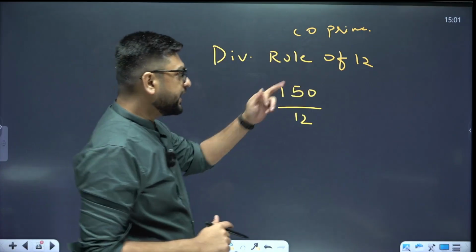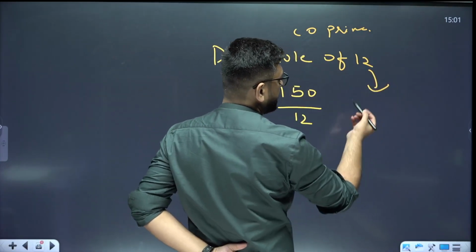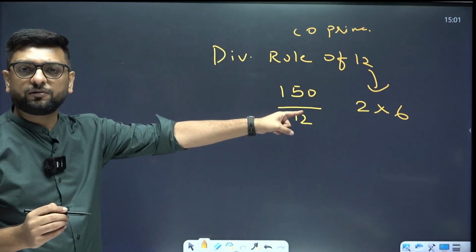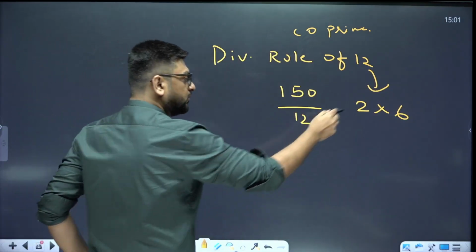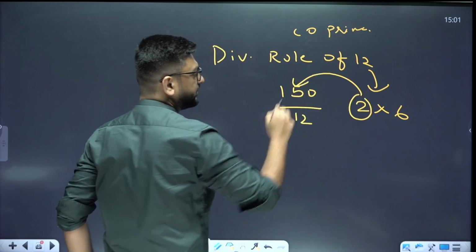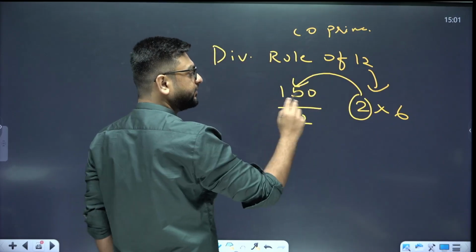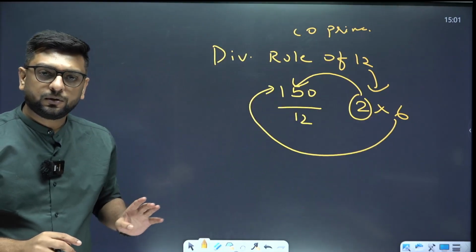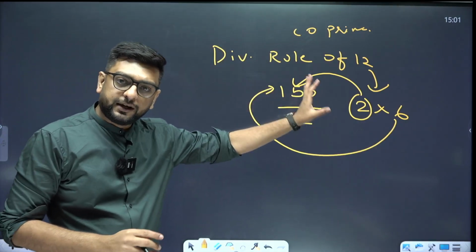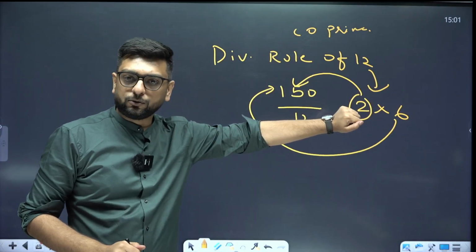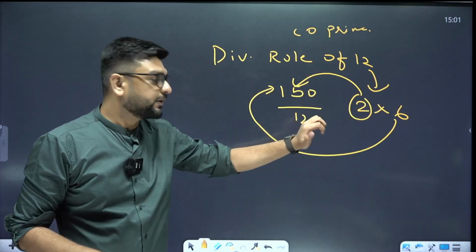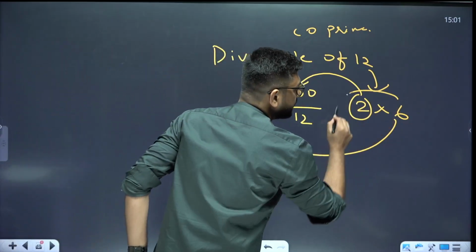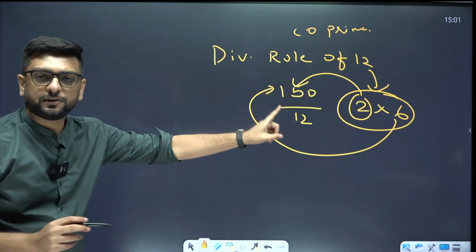But when I say 12, I can write it in the form of 2 into 6. Can I write it in the form of 2 into 6? So, 150 is exactly divisible by 2. When I see 6, it is also exactly divisible by 6. Did you get my point? It is exactly divisible by 2 and by 6, but it is not exactly divisible by 12. So, that means this is not a co-prime pair.